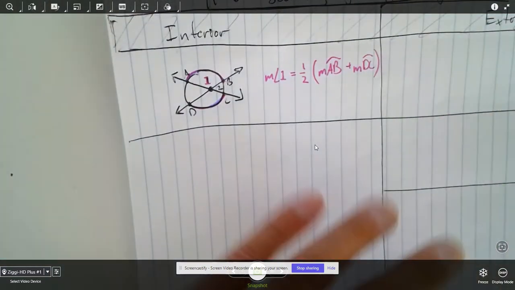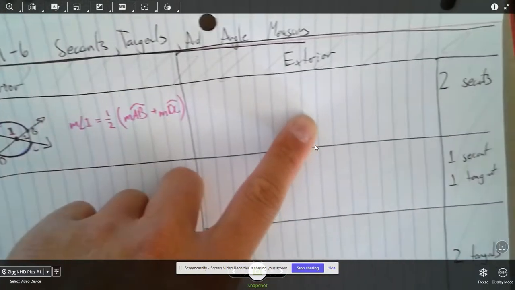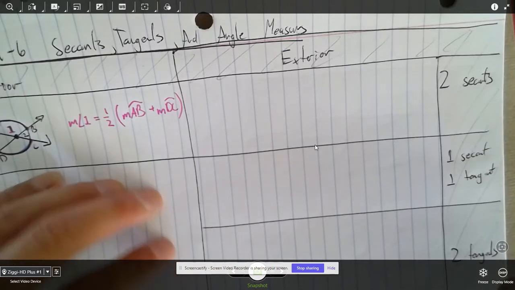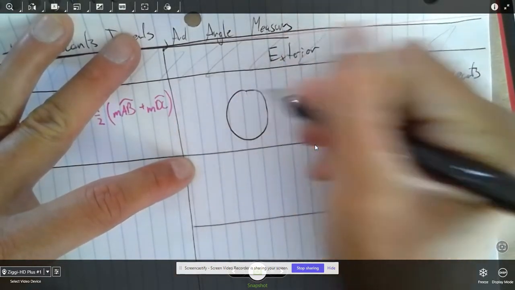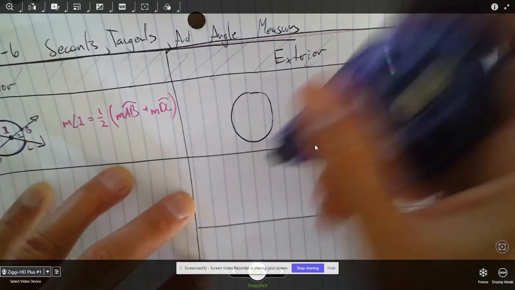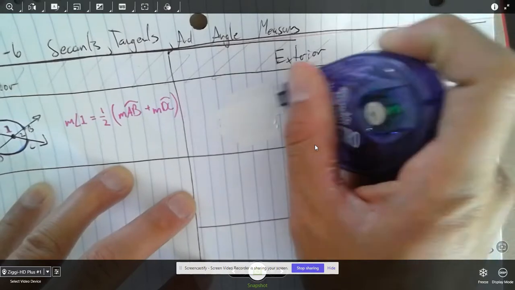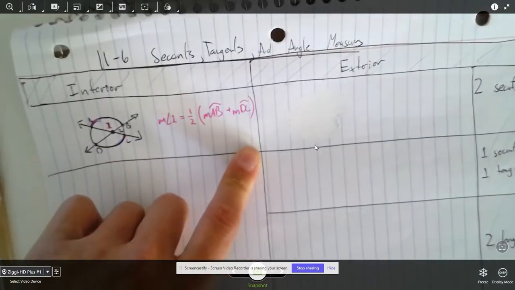So what's the difference between this and this, the exterior? Well, this scenario is going to be very similar, only we're going to have a circle again. We're going to have 2 secant lines. So let me draw this a little bit better. We're going to have 2 secant lines crossing in the circle. This was in the interior of the circle. What is this going to be? So let's go ahead and draw that and see if you can see the difference.